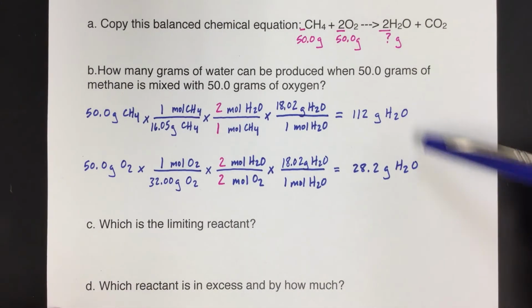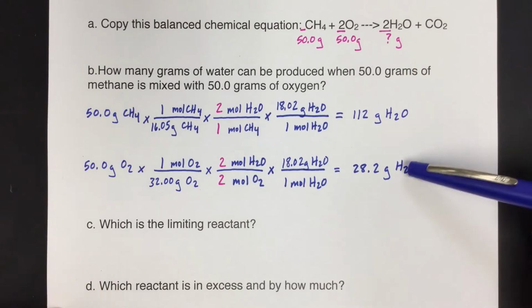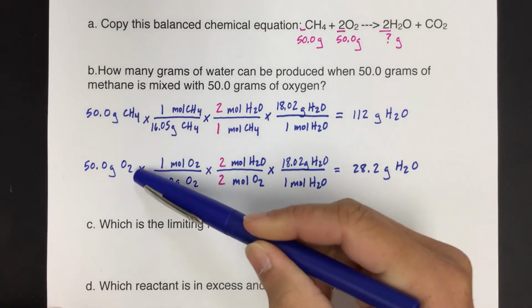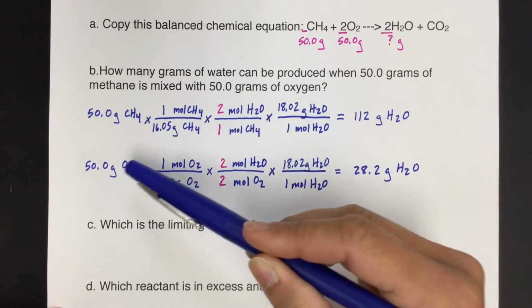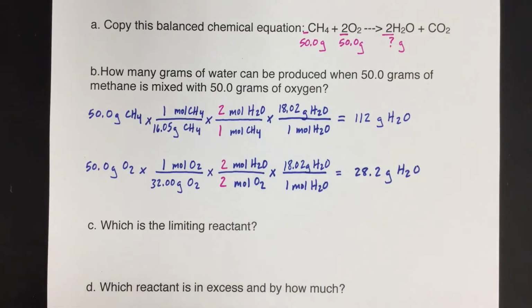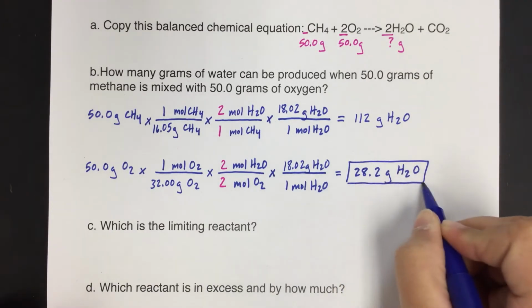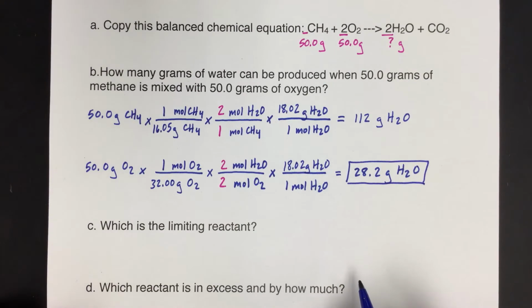So when you get to this point where you have your 2 answers, the real answer is the smaller number because this is the one that runs out. O2 will run out. It can only produce this amount and then it's done. You can't make any more. So this is our real answer to the question, how many grams of water can be produced?